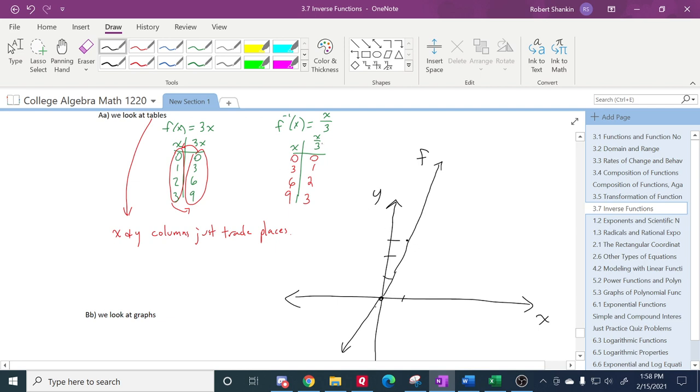Let's look at f inverse. F inverse has a point 0, 0, just the same point. But instead of 1 over and 3 up, it has 3 over and 1 up.